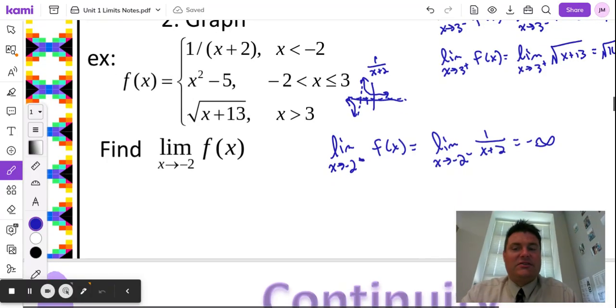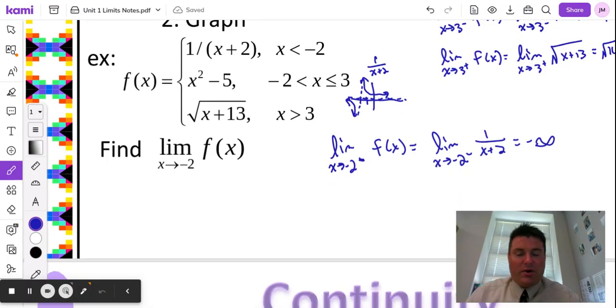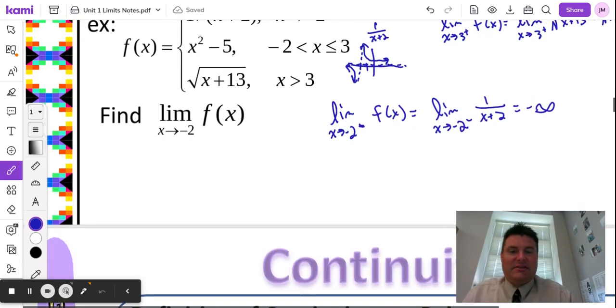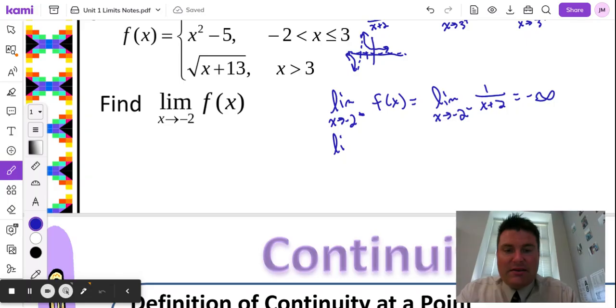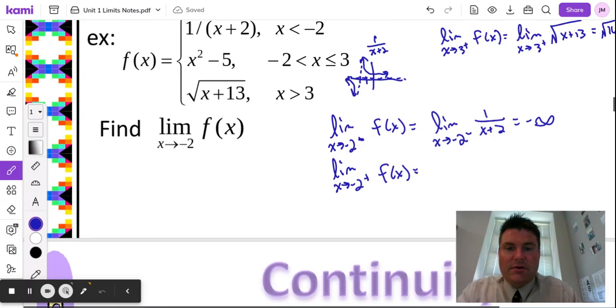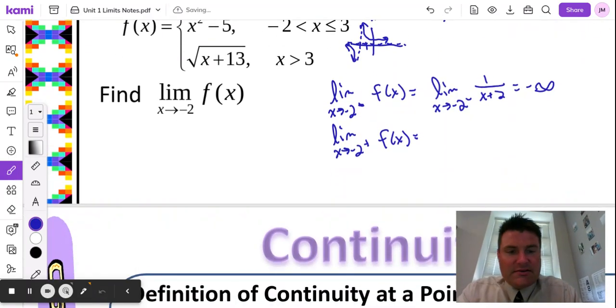That does not exist, so I do know this limit does not exist, but I do want to investigate further in case both of these are -infinity. And it's just a good skill to have so that when we have composition functions, then we can find these limits a little bit better. So let's go ahead and look at the right side now and figure out what piece to use for that one. What piece should we use? If you said the middle one, you're correct. We're going to use the middle piece there, which is x squared minus 5.